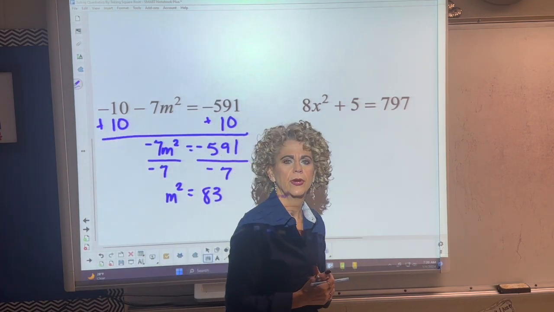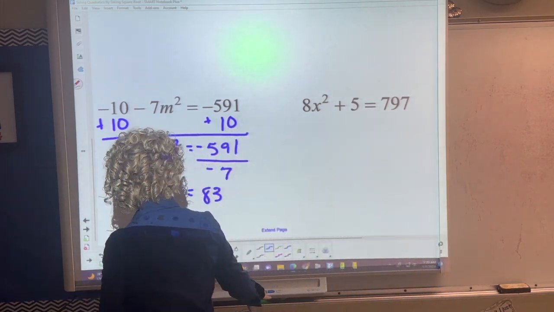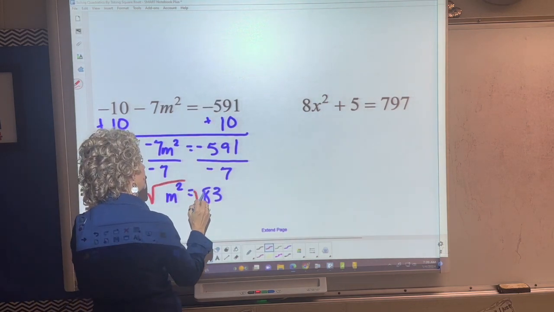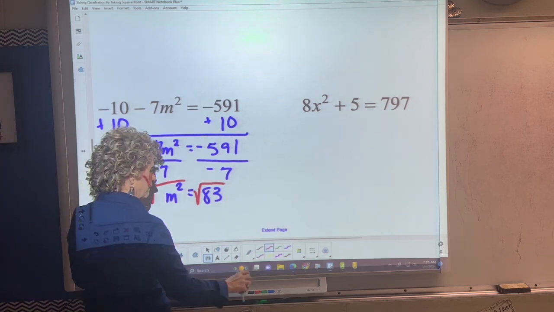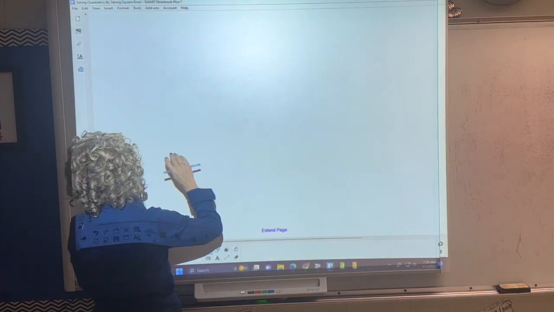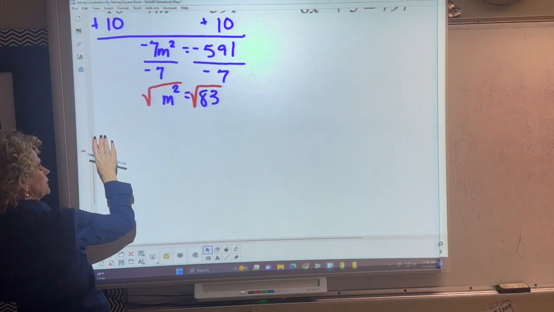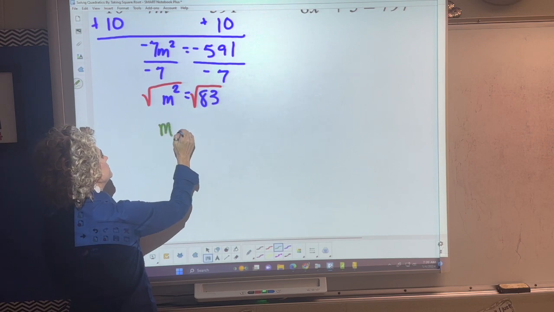I don't want m squared. I need my value of m. So in order to just get m, I have to take the square root of both sides: the square root of m squared and the square root of 83. The square root of m squared is m equals.